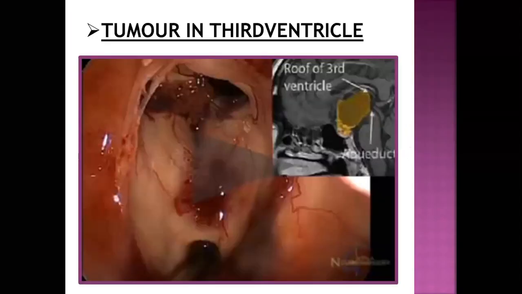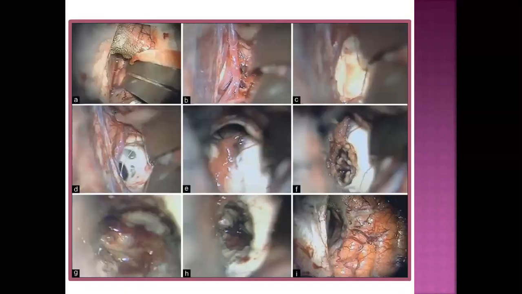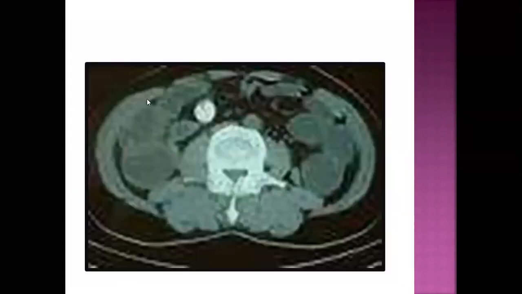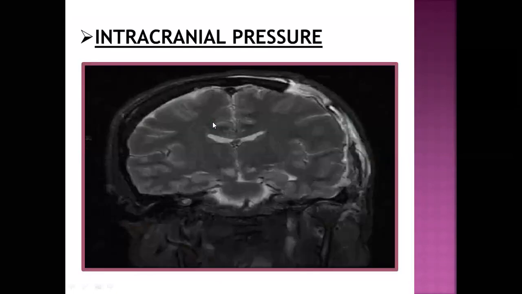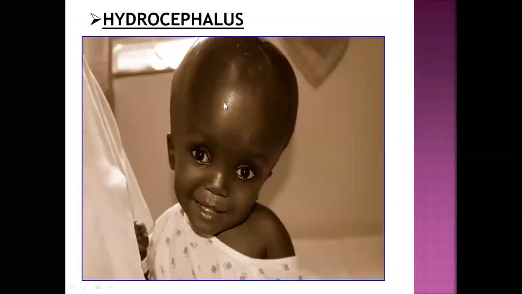Now applied anatomy. If there is any tumor in the third ventricle, it can cause obstruction in the flow. The lateral ventricle and third ventricle become bigger and larger in tumor. This is the tumor of the third ventricle. These are the various pictures of tumor of the third ventricle. This is MRI of tumor of the third ventricle. Again the CT scan. This is hydrocephalus because of blockage of the CSF.